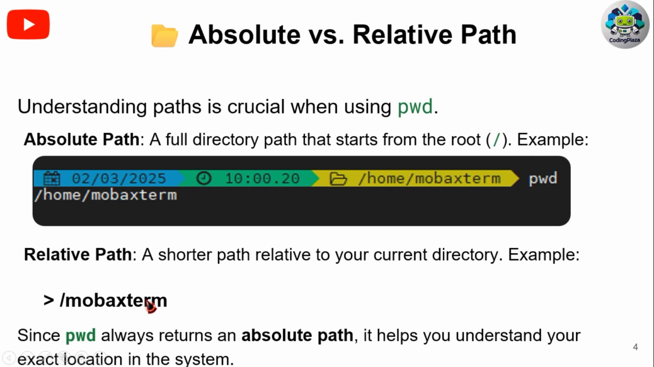Along with that, since pwd always returns an absolute path, it helps to understand your exact location in the system, the exact location starting from the root, which, assume, is the C drive.